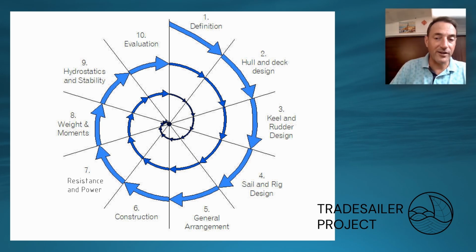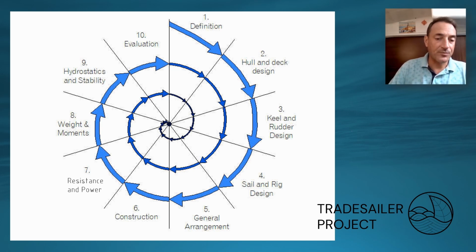Next ones are self-explanatory. That's the keel, rudder, and the sail and rig design. We do a first pass of those. Then we get to the general arrangement. So this is basically the layout, like if you buy a house, you see the plan of the house, and it's the same with this one. So we do a top view, a side view, and a longitudinal section.